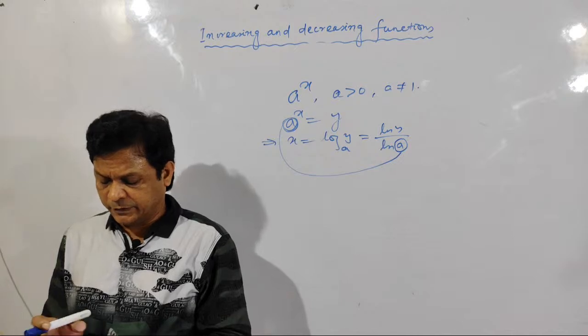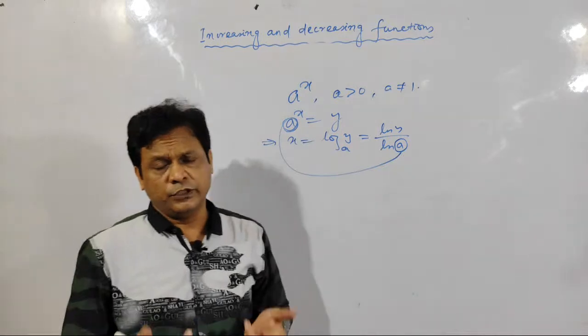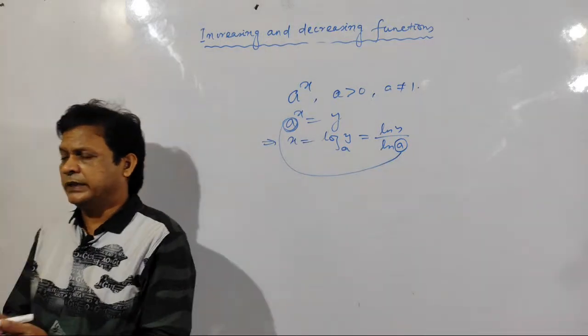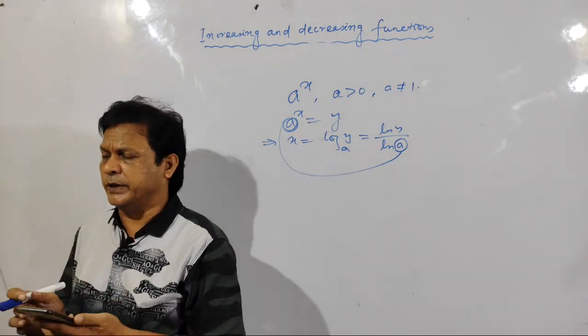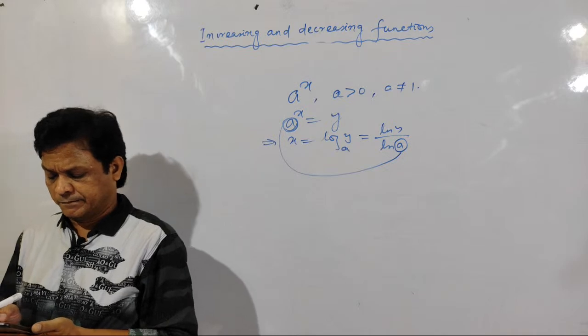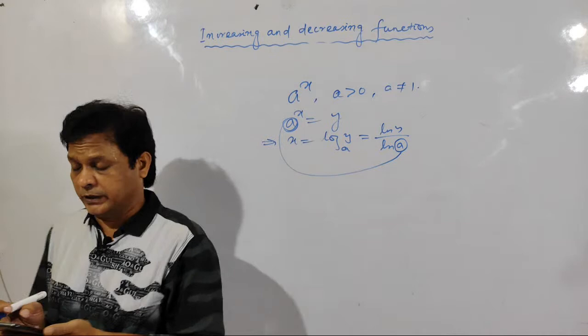In case of an increasing function, always use open brackets. That means open interval, not closed interval. In this case, always use open intervals. Clear? Not closed brackets, only open interval is applicable.